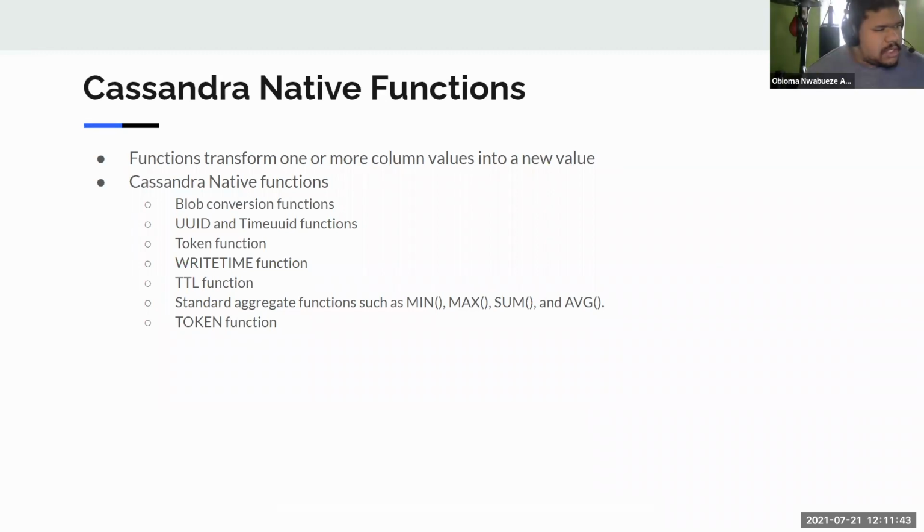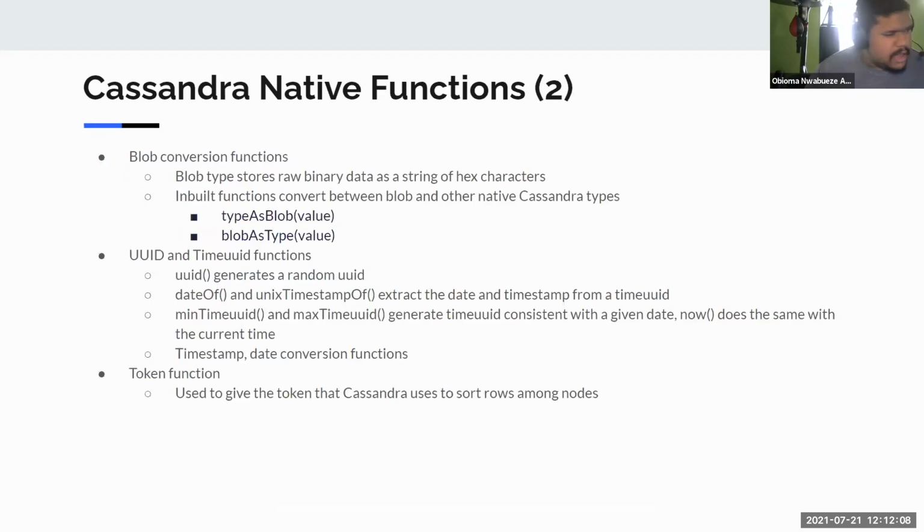Cassandra native functions include blob conversion functions that work with the Cassandra blob type, which is just a binary blob basically. UUID and time UUID functions, the token function, write time functions, TTL functions. There are standard aggregations like min, max, sum, and average. Okay. So the Cassandra native functions.